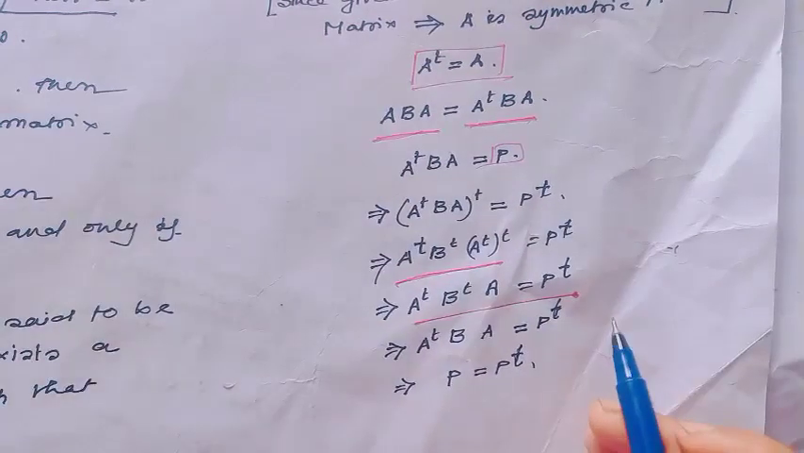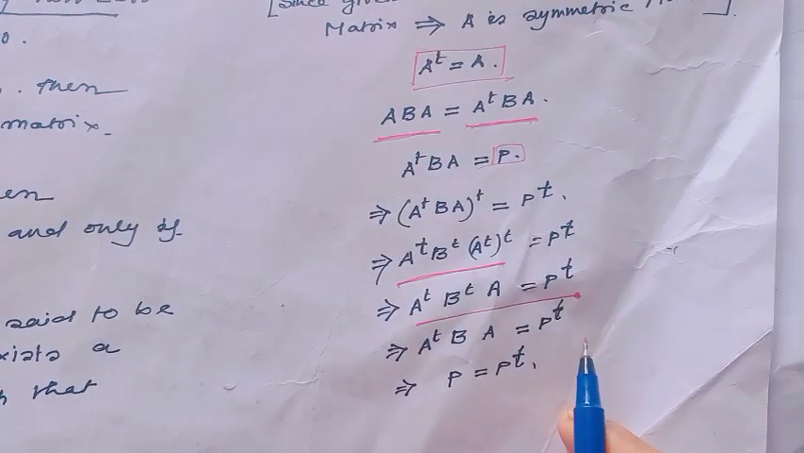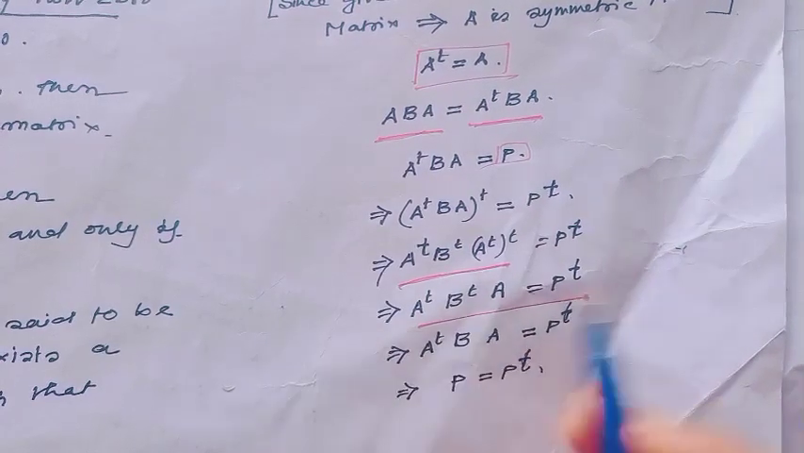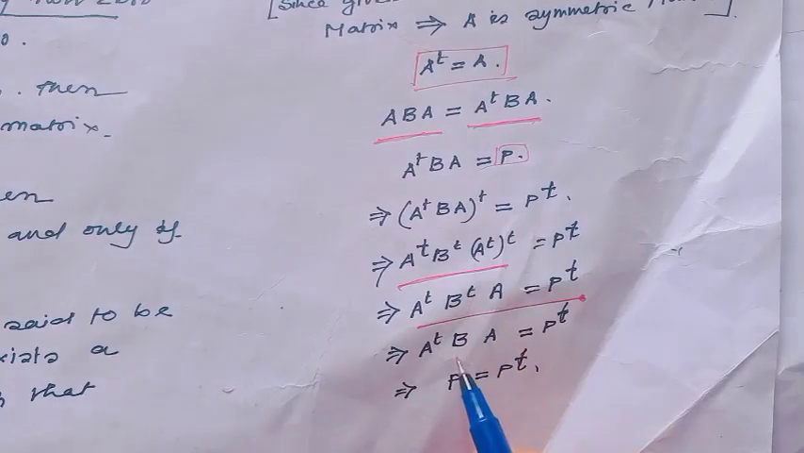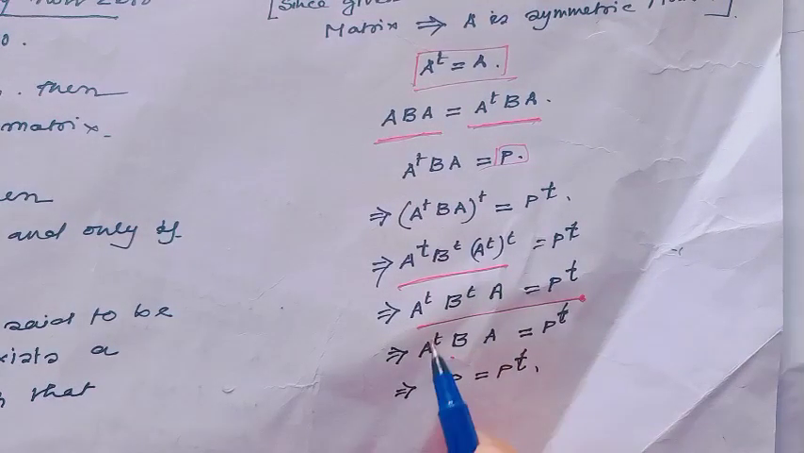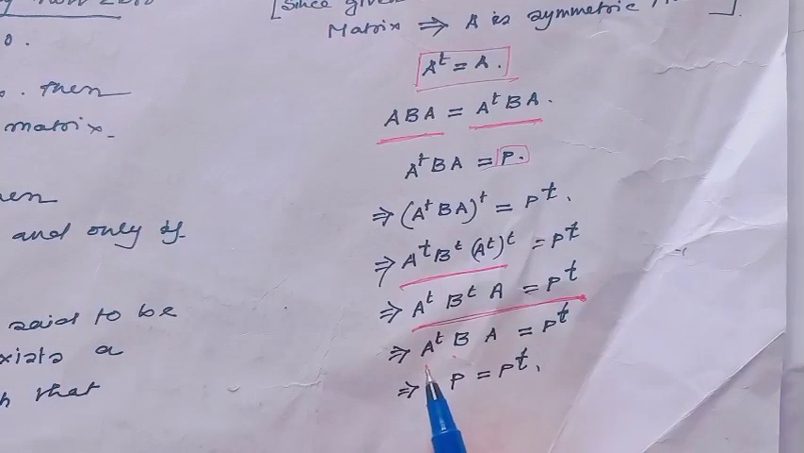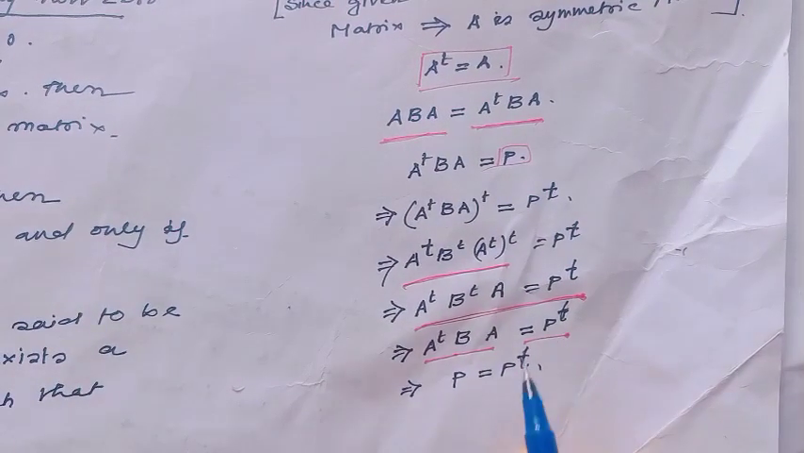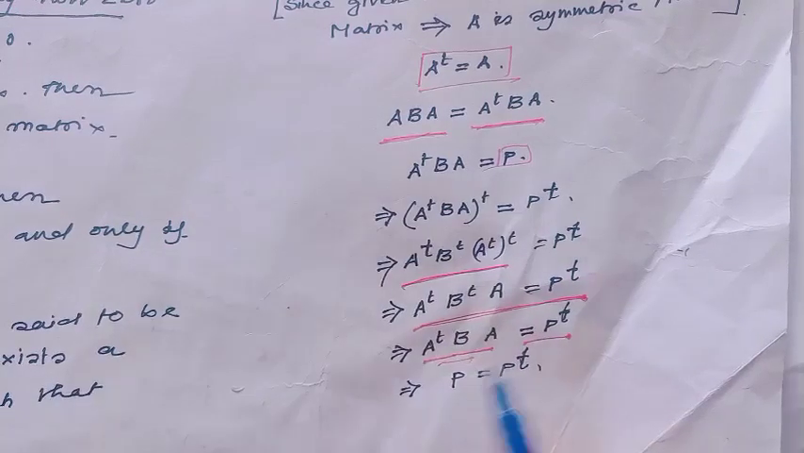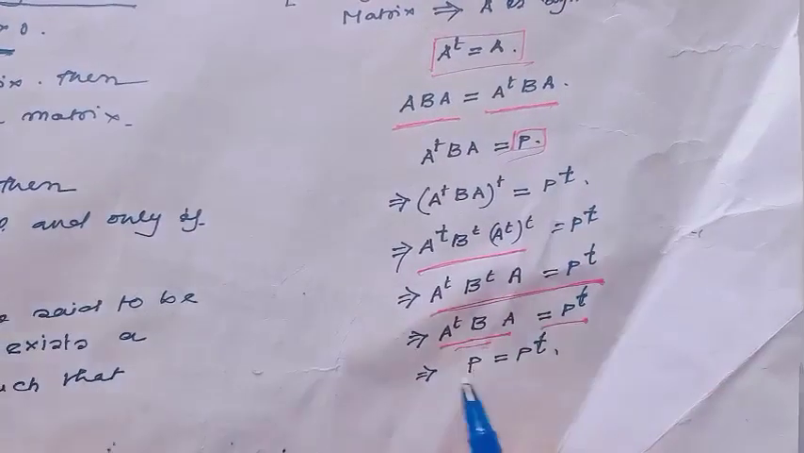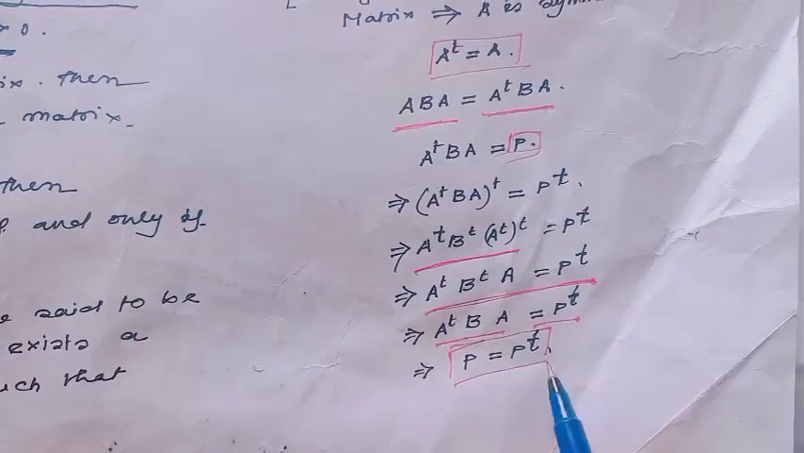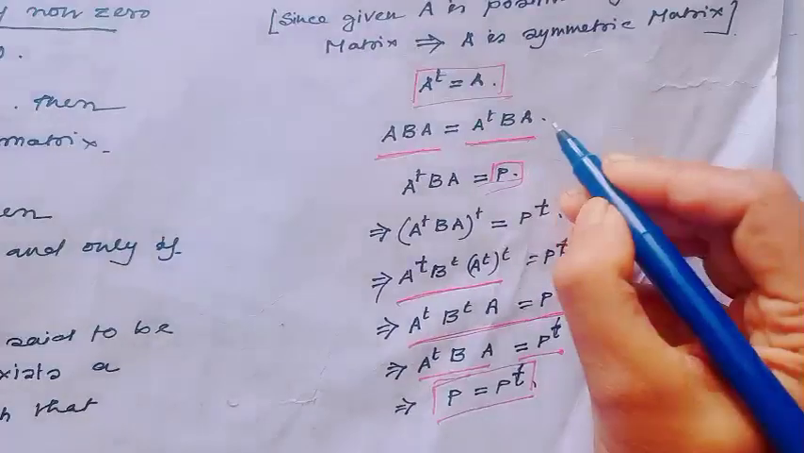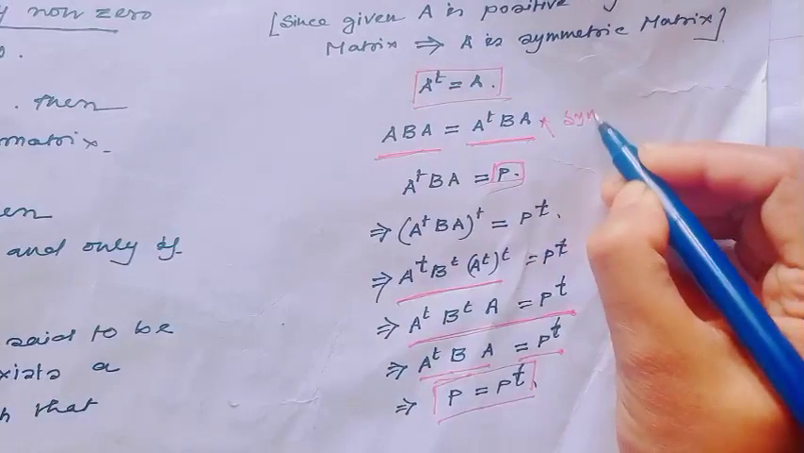Since it is given in the question that B is positive definite, that implies B is always symmetric. So B transpose is obviously B. That means from this expression we can tell A transpose BA is equal to P transpose. And notice A transpose BA is nothing but P. Therefore, I have got P transpose equal to P. So, obviously, A transpose BA is a symmetric matrix.